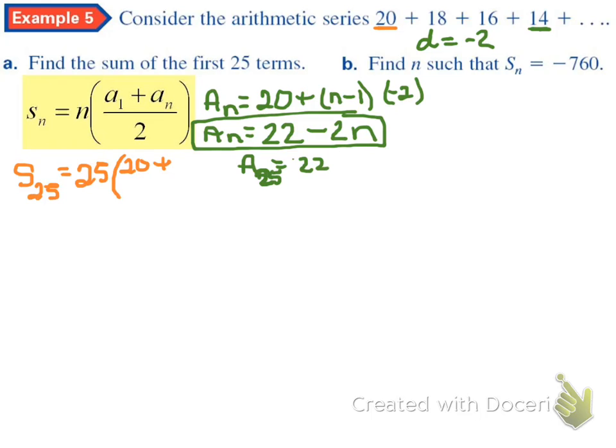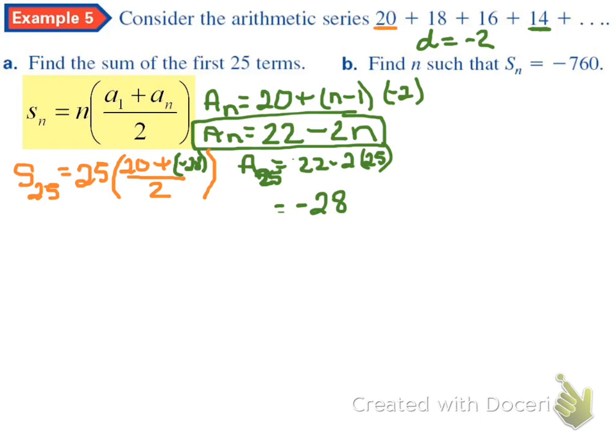So it'd be 22 minus 2 times 25. And you find that the 25th term would be equal to 22 minus 50, or negative 28. So negative 28 is what we need to put right here for that last term. So now we have the first term and the last term.